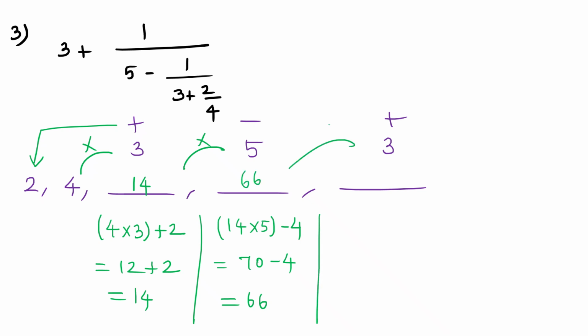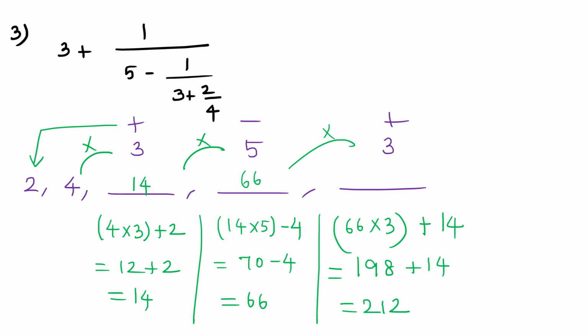Next is here 66 into 3. So before 66, what is the previous number, which is 14? So will I do minus or plus? That's your doubt that should be there. Here it is plus. So remember that you're going to place your plus 14. That's very important. Okay. Now here you'll get 198 plus 14, which is 212. So now you will be getting 212 in this last blank.